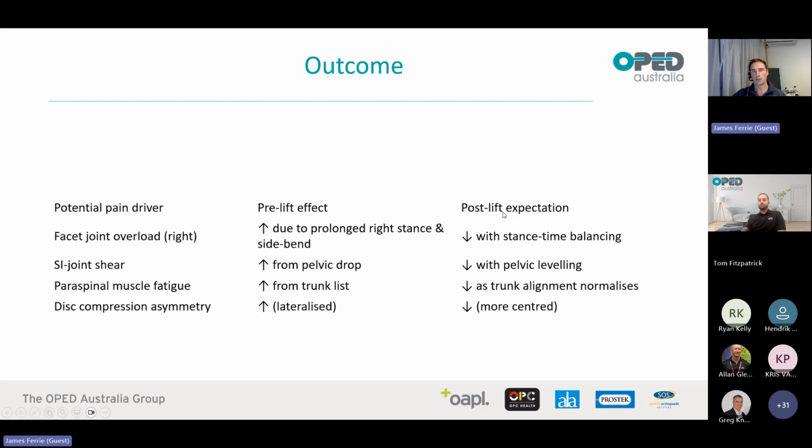So post-intervention, we see, again, a decrease in that stance time imbalance. So the balance between effectively the stance time left to right is now symmetrical. Our pelvis is more level, our trunk is more level, so we're getting a normalization of those. And again, you're going to get more centralized loading through the spine.